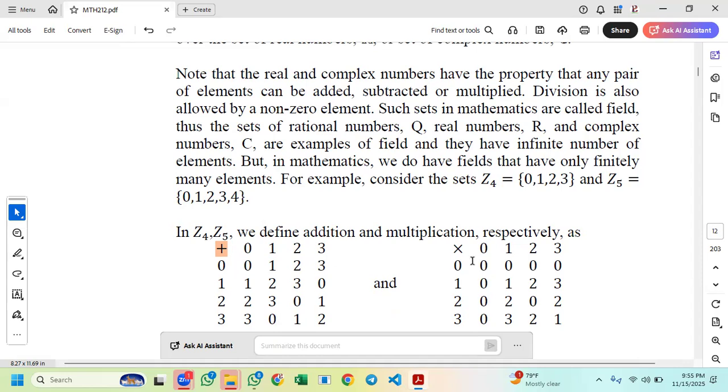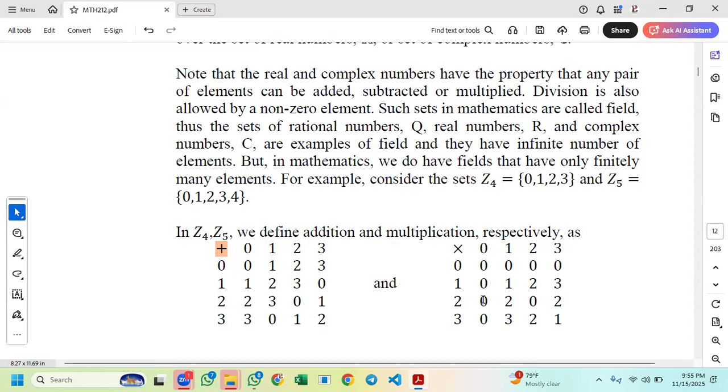0 times 0 will give us 0. 0 times 1, anything multiplied by 0, all will give us 0. Let's go to 1. 1 times 0 will still give us 0. And 0 in this case means what? Don't forget, we are still dealing with module 4. Yes. Now 1 times 1 is 1. So this one is clear. 1 times 2, 2. 1 times 3, 3.